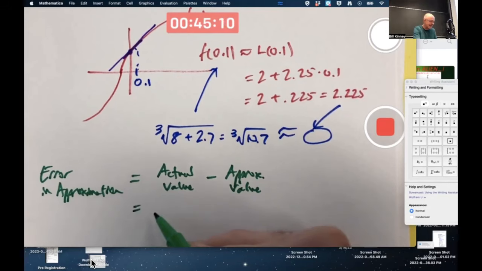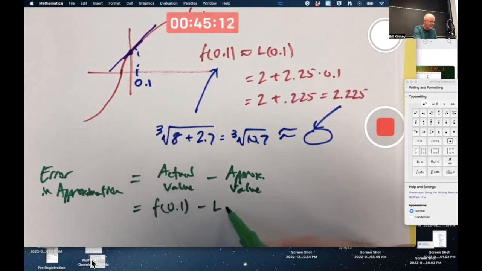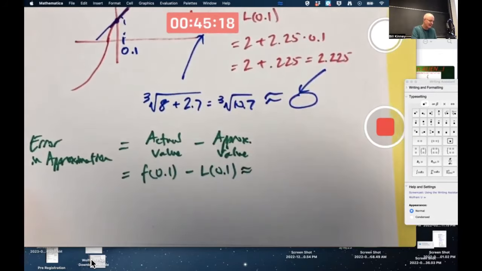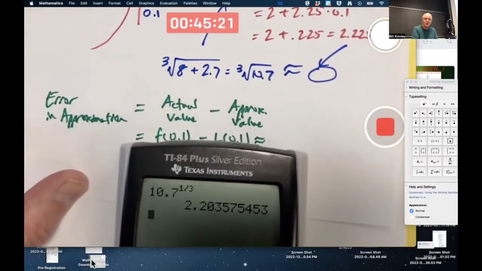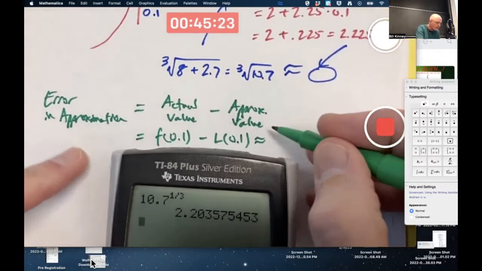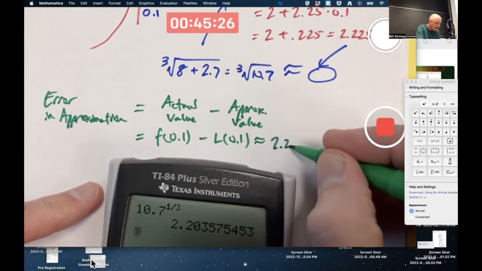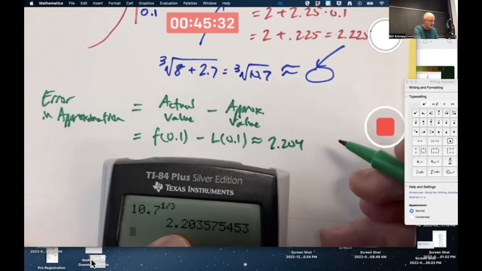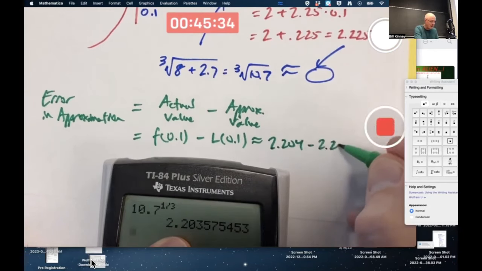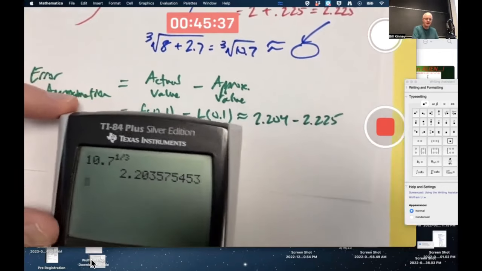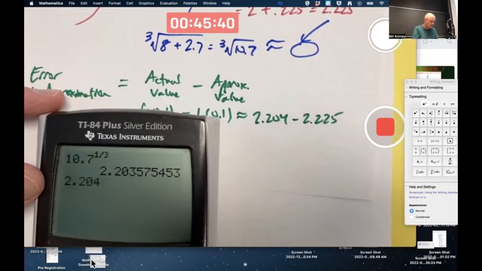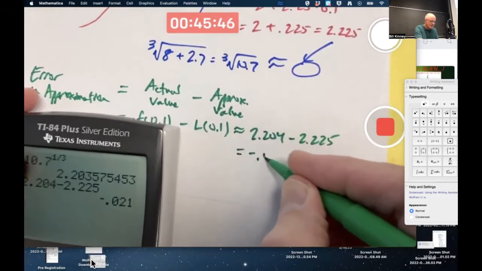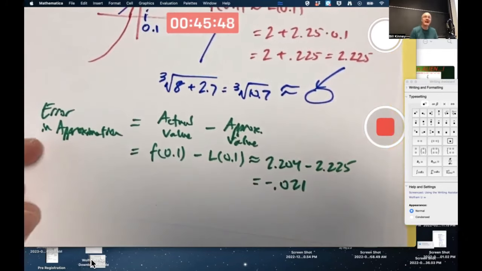The actual value is f of 0.1. The approximate value is L of 0.1. And what do we get with the calculator? 2.204 is an approximate actual value, still not the exact actual value, minus the 2.225. 2.204 minus 2.225. We get an error of negative 0.021. Yes, errors can be negative.